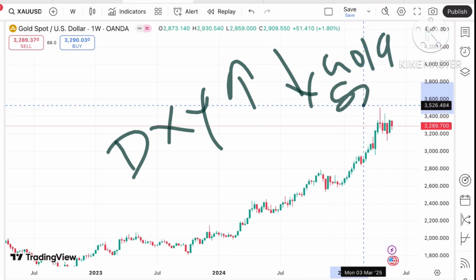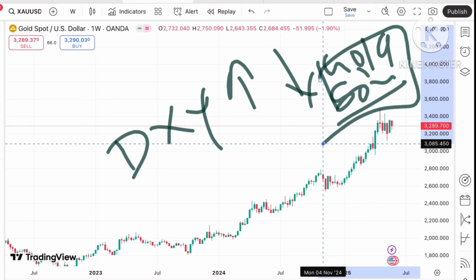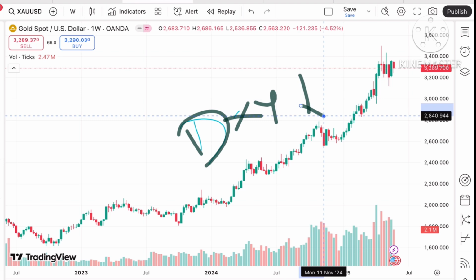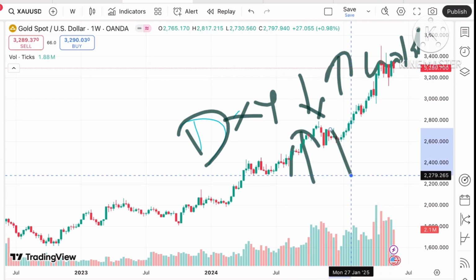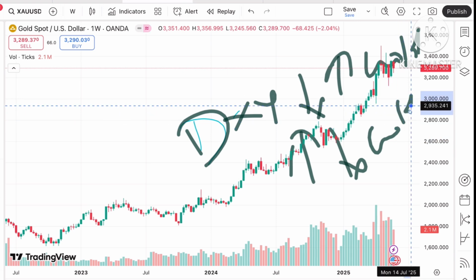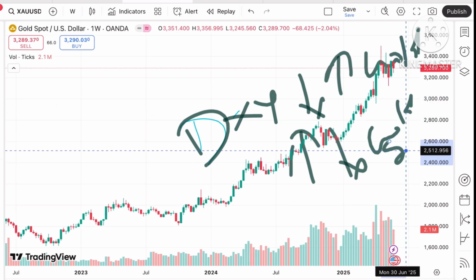Okay, silver, crude, and natural gas. This is because when the dollar index started going down, we have seen the gold price go up, because they are inversely related. And when the dollar index started going up, we see the gold price come down, and silver, crude, and natural gas as well. This is what we have seen.